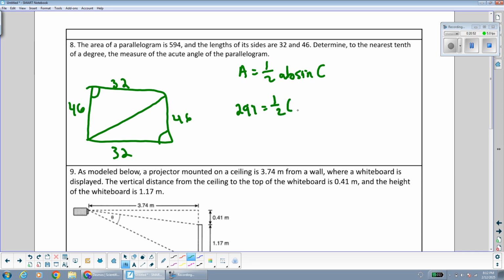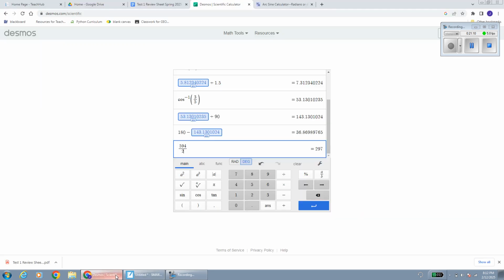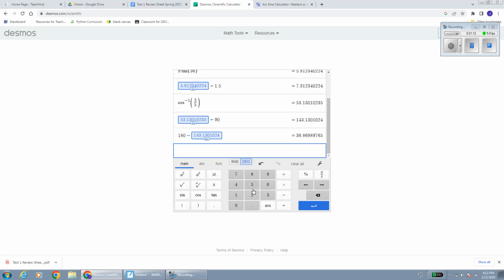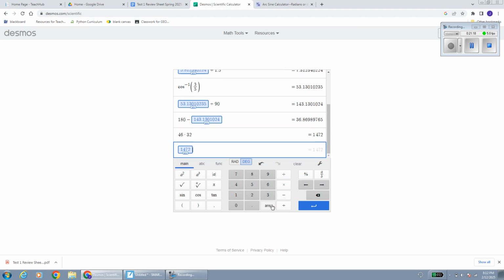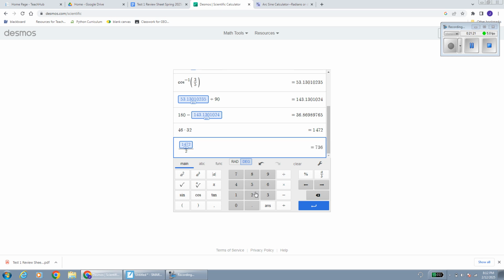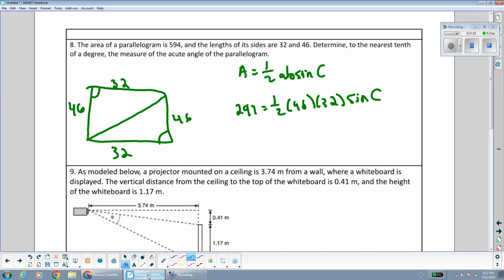Our two sides next to each other are 46 and 32. And we're finding the angle in between. Sorry about that. So let me type this part in. 46 times 32 times 1/2 is 736.